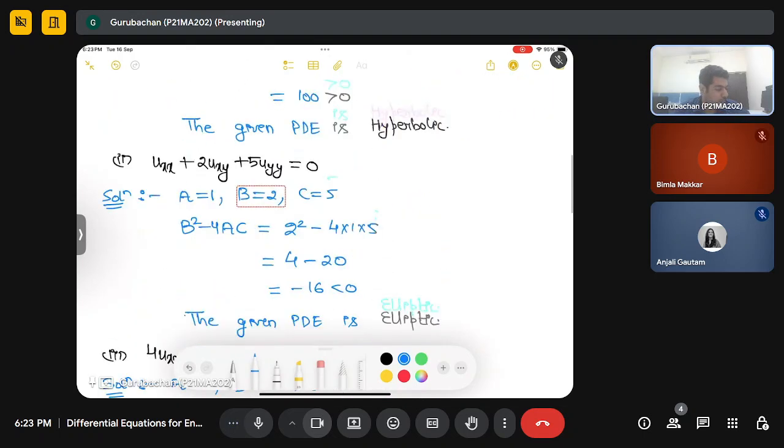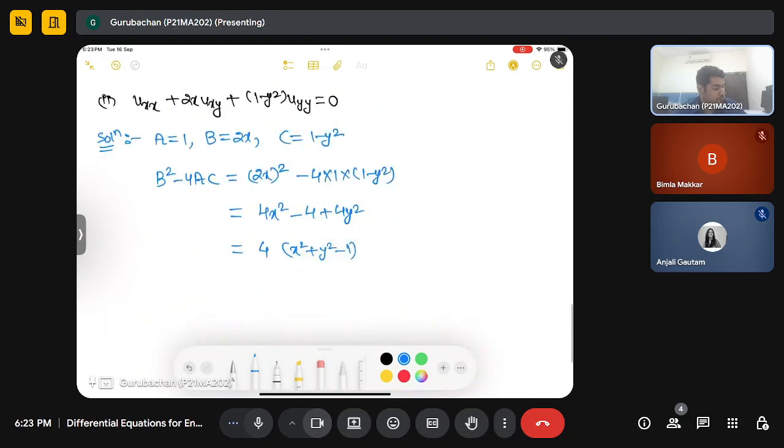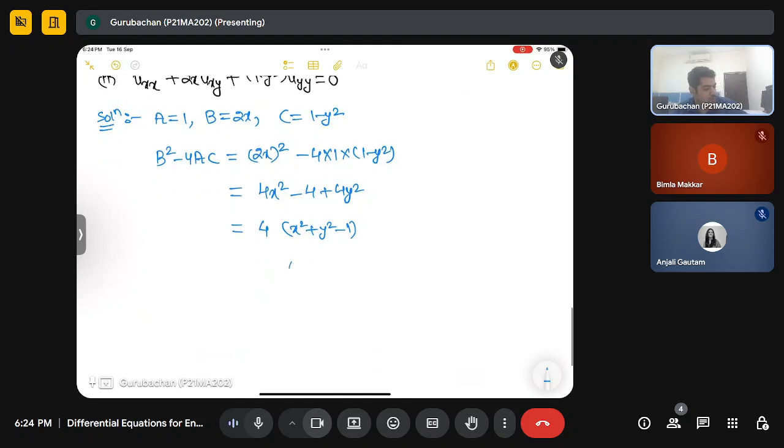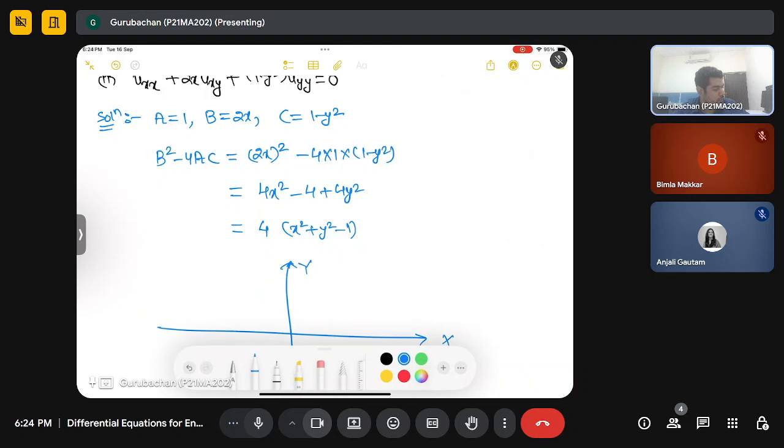So have you got something? You can easily observe that this is a circle centered at 0, 0 and of radius 1. When this value is 0, on the boundary of the circle, that is going to be the classification under the parabolic category. So this is your x, this is y, and since the boundary falls under the parabolic category, we will draw it in this way.